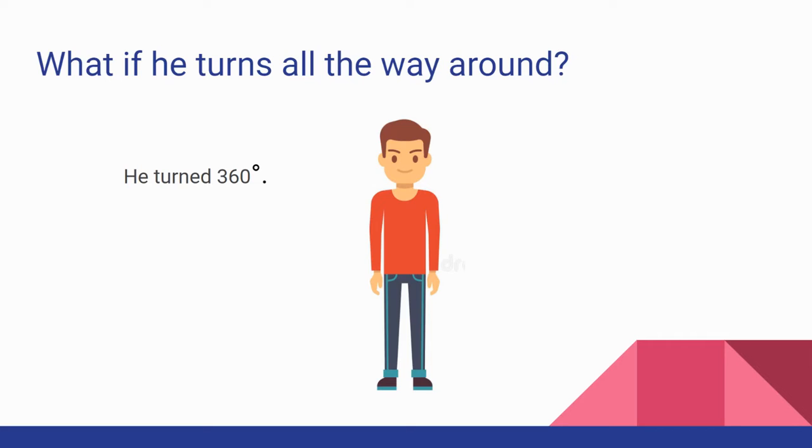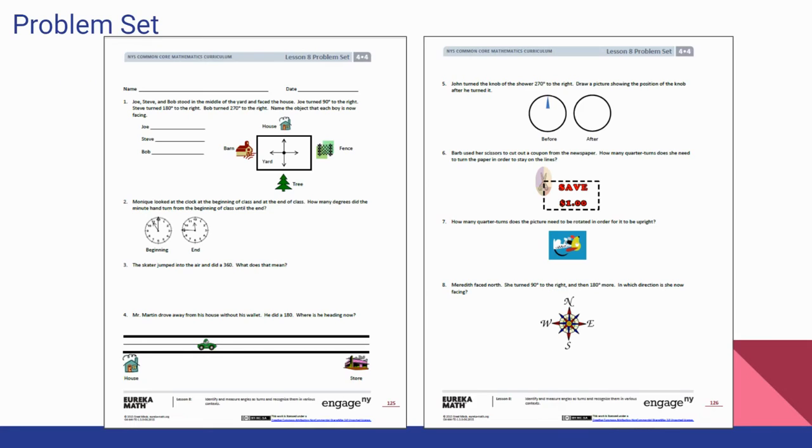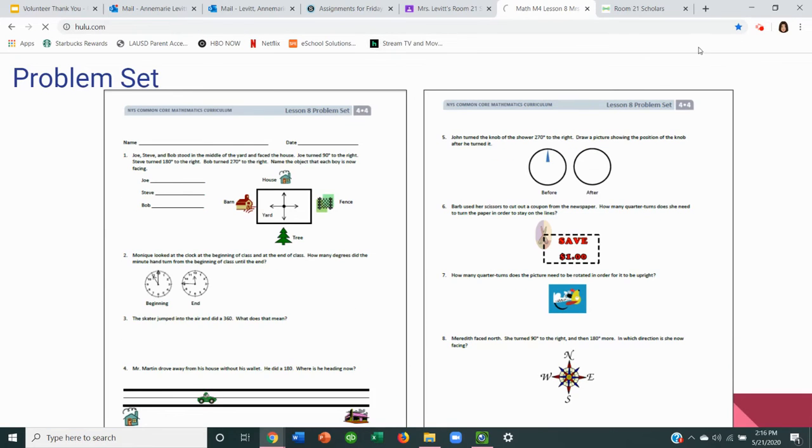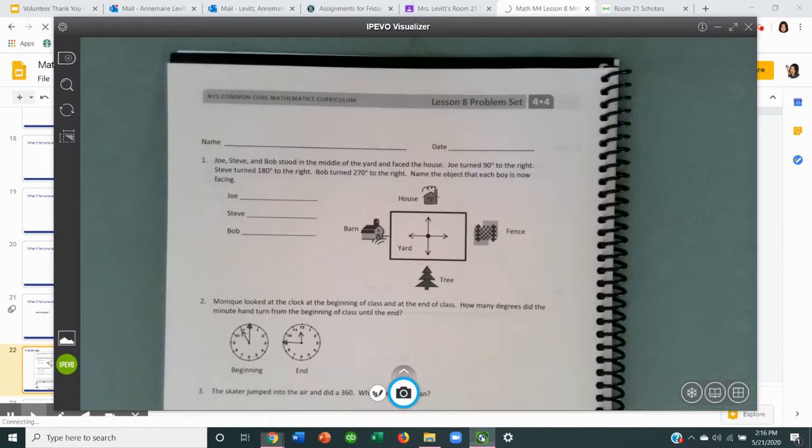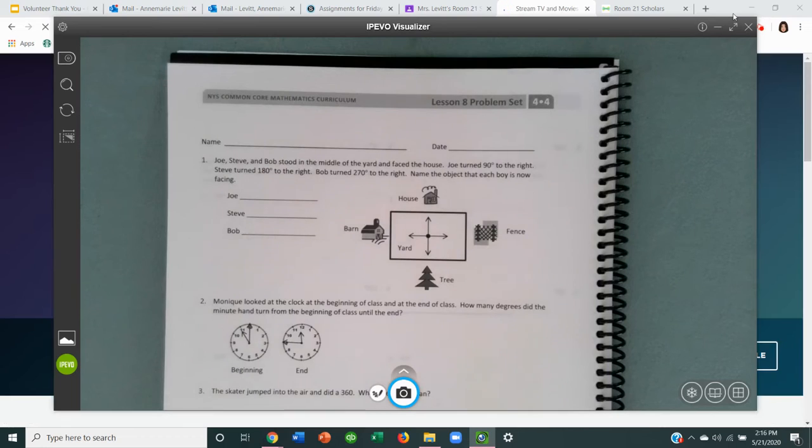All right, we're going to head over to the problem set where we're going to look at some other real life examples of angles and turns. So take out your problem set, and I will also take out my problem set, and we will begin. All right, here we are.